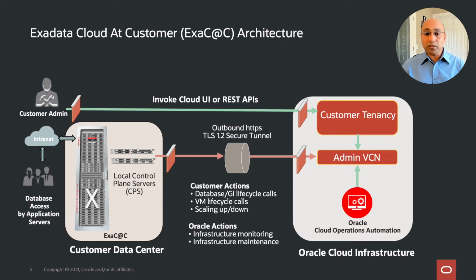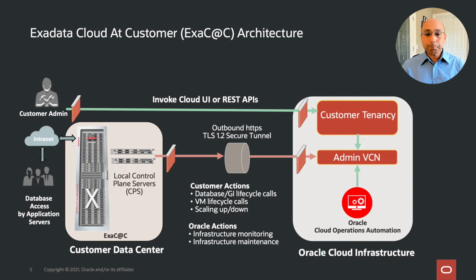The other place this tunnel is also used is for infrastructure maintenance. Oracle will do, in an automated manner, quarterly infrastructure updates. And so those updates are also going through this tunnel. So this is a brief overview of what an Exadata Cloud Customer architecture looks like.